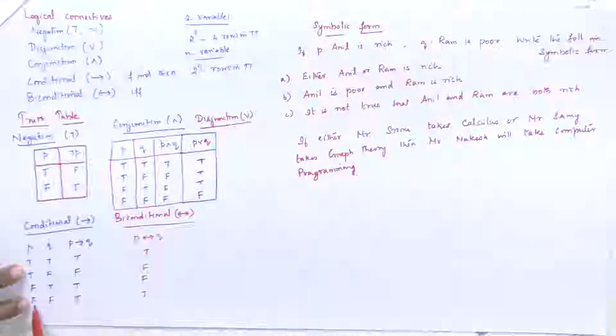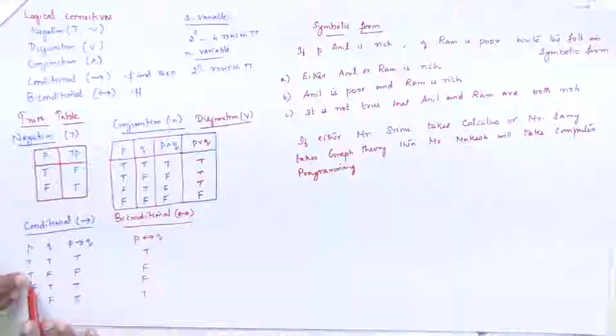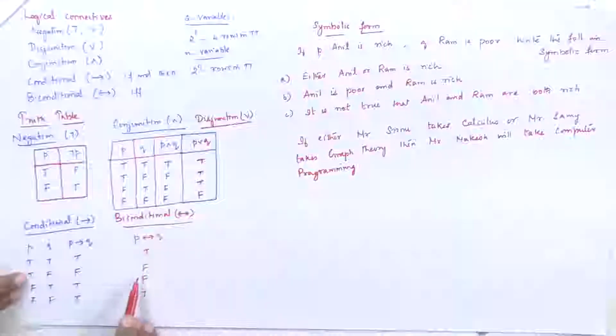Here also it is identical, FF, so therefore I'll have the truth value to be T. But here, if you see, I have got a mixture of T and F, so therefore the net resultant will be F. So for biconditional, the truth value will be T only if the truth values of P and Q are identical. So this is how we will be constructing the truth table for the various basic logical connectives.